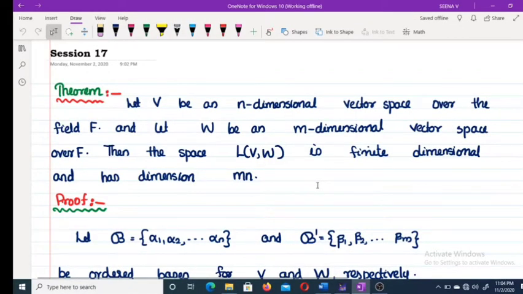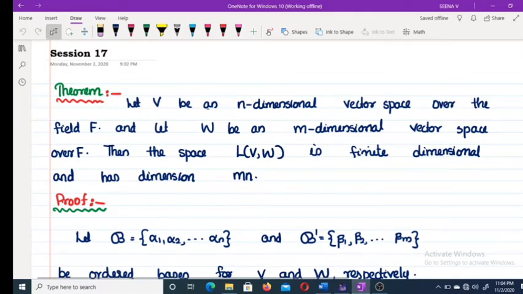Hi, good morning. In the last session, we discussed that L(V, W) is a vector space. Now, what do we mean by L(V, W)? L(V, W) means the space of all linear transformations from V into W. Now, in this session, we are going to prove one theorem.